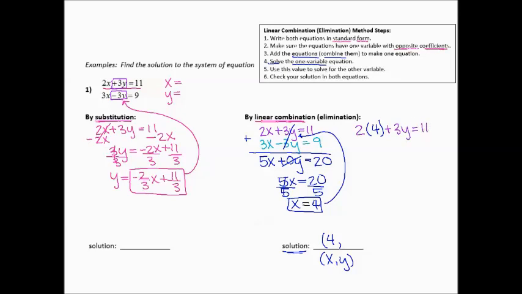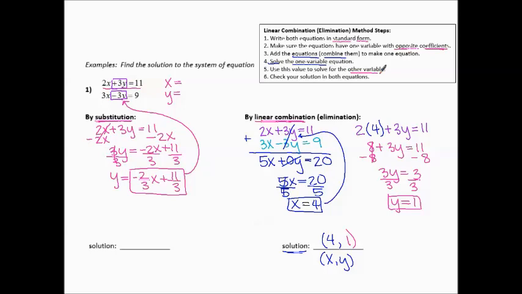So when I solve this, 2 times 4 is 8, plus 3y is equal to 11. If I subtract 8 from both sides, I get 3y is equal to 11 minus 8 is 3. Divide both sides by 3, y is equal to 1. So my solution is the point 4, 1. And that is how we do our linear combination method. We use this value to solve for the other variable, and we can check our solution in both equations.